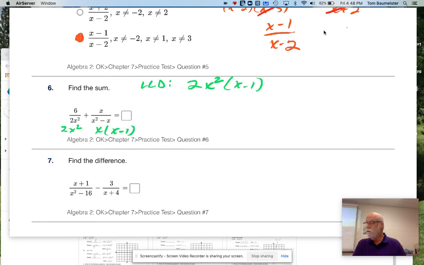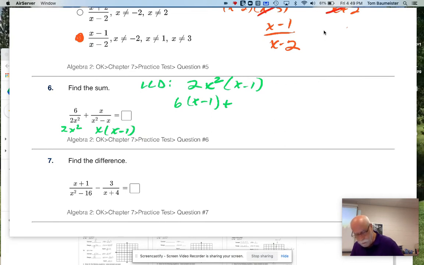And then we kind of look at what we have. So on the first one there, we have a 6. All right, we have the 2x squared there. What is not out of our lowest common denominator here? What is missing in this one here? And you're going to say, well, it's just the x minus 1. All right. And then on the second one, what is missing? I still have that plus.